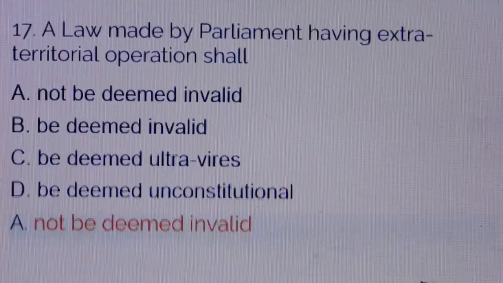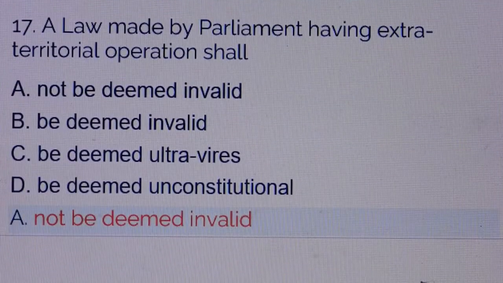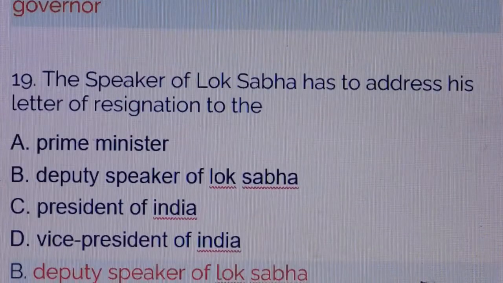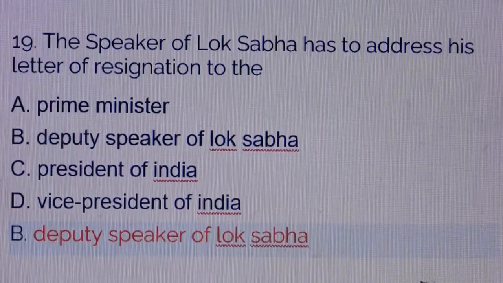Question number 17. A law made by Parliament having extraterritorial operation shall. Answer is option number A. Not be deemed invalid. Question number 18. Article 155 to 159 of the Indian Constitution deal with. Answer is option number D. President's power to appoint and dismiss governor. Question number 19. The Speaker of Lok Sabha has to address his letter of resignation to the. Answer is option number B. Deputy Speaker of Lok Sabha.